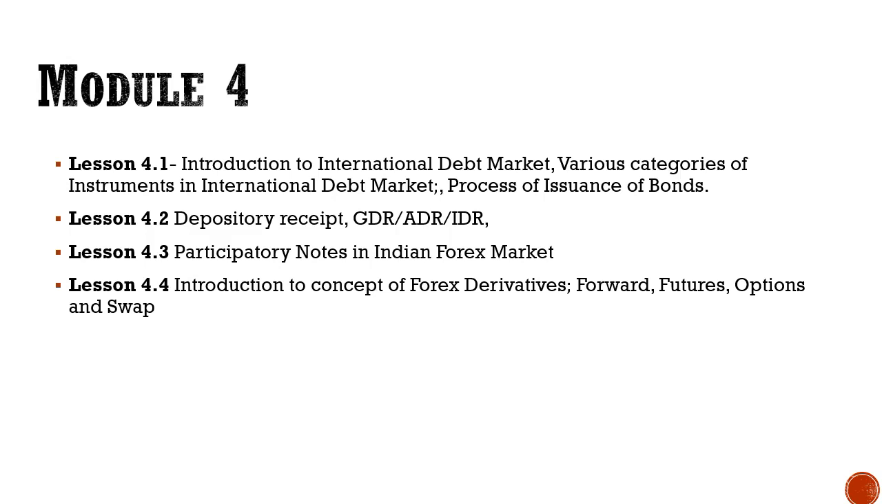The fourth module consists of four topics. There are four lessons in module 4. Number 1 will have your international debt market, various instruments in the international debt market, and the process of issuance of bonds. The second topic consists of depository receipts and the various types of depository receipts, that is the GDR, ADR and IDR. The third topic includes participatory notes in the Indian Forex market. And the last topic includes your introduction to the concept of Forex derivative, forward, futures, options and swap.